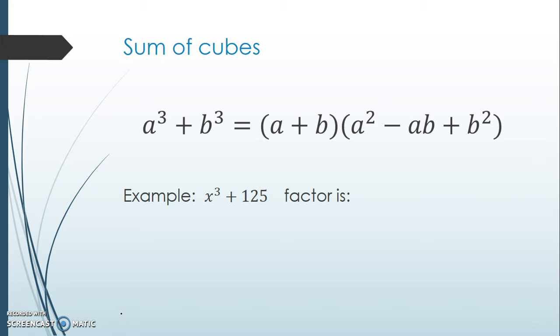Now let's look at this example: x to the third plus 125. X to the third is automatically a cube because it's x to the third. And the cube root of 125 is 5, so we end up with x plus 5 times x squared minus 5x plus 25.